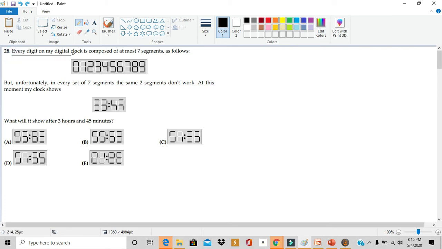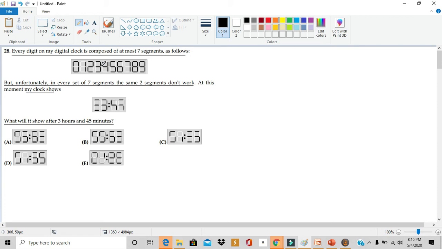Every digit on my digital clock is composed of at most 7 segments as follows: 0, 1, 2, 3, 4, 5, 6, 7, 8, 9. But unfortunately, in every set of 7 segments, the same 2 segments don't work. At this moment, my clock shows something. What will it show after 3 hours and 45 minutes? And then it proceeds to give us multiple answer choices.